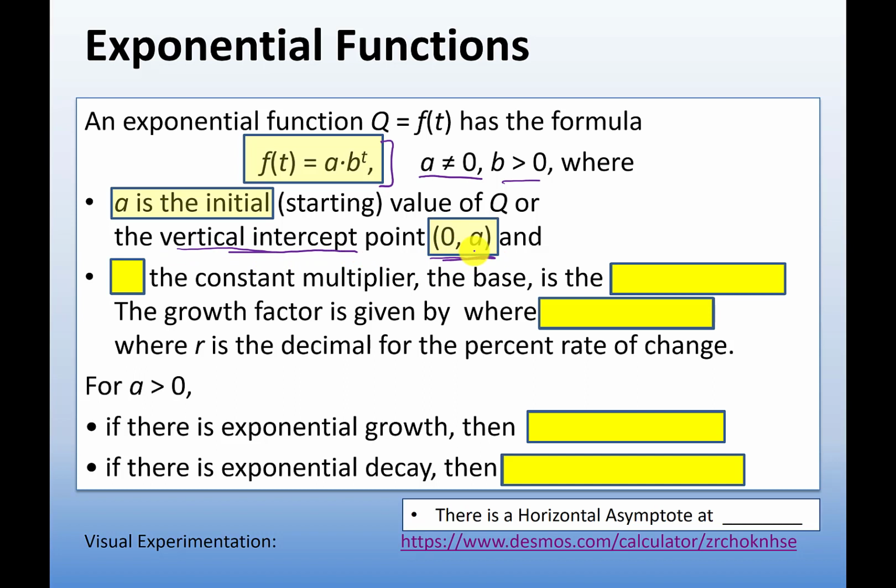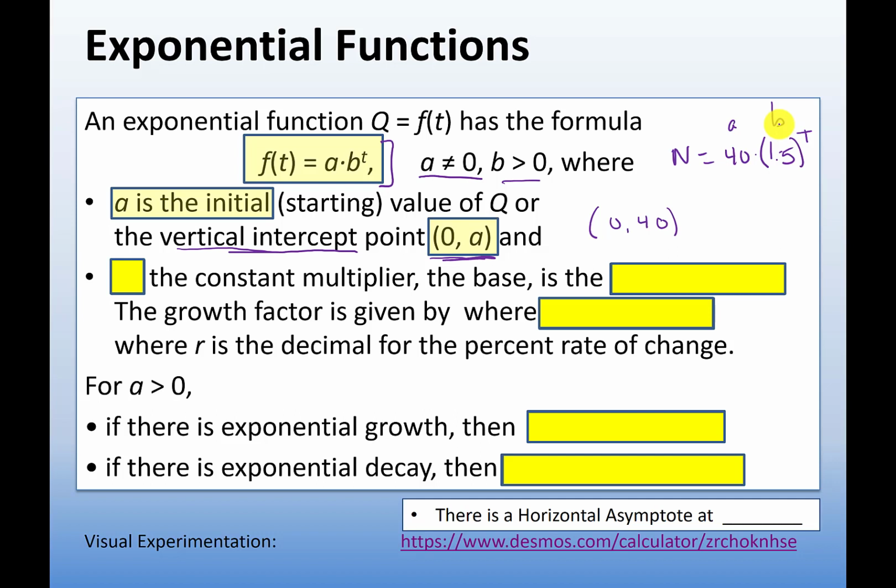You might recall that when we did the problem about the stores, we had a starting value of 40, and the equation for the number of stores was equal to 40 times 1.5 to the t power. So there is the a, the starting value, and there is the b.